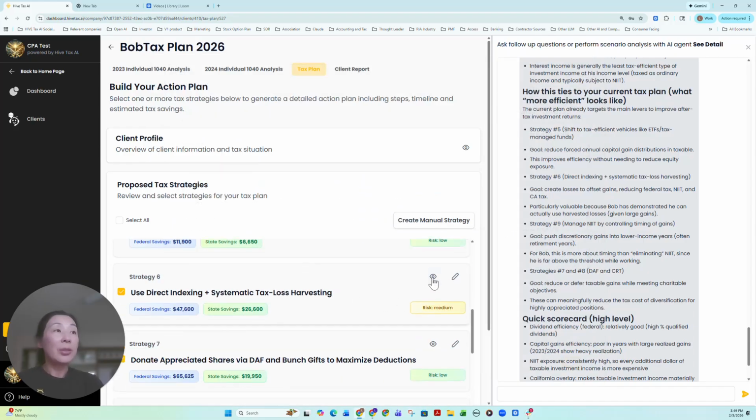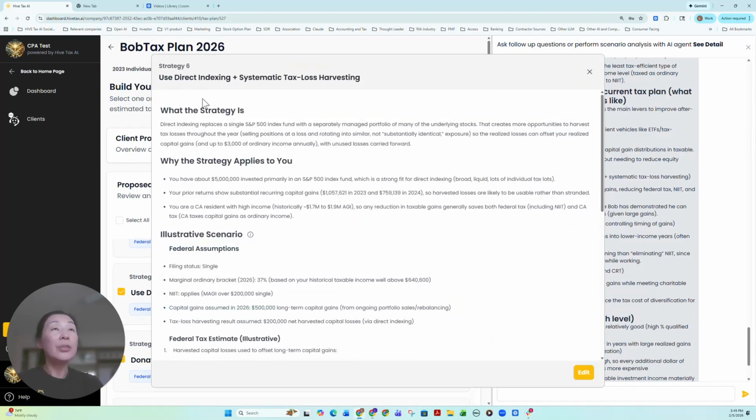But strategy number 6 could be a great fit. Strategy number 6 is direct indexing. Okay, in Bob's case, because 90% of his investment is in S&P 500, and given the amount of his investment and his high tax bracket, direct indexing could be a great strategy for him. Direct indexing replaces a single S&P 500 fund with a separate managed portfolio of many of the underlying stocks that create more opportunities for tax loss harvesting.